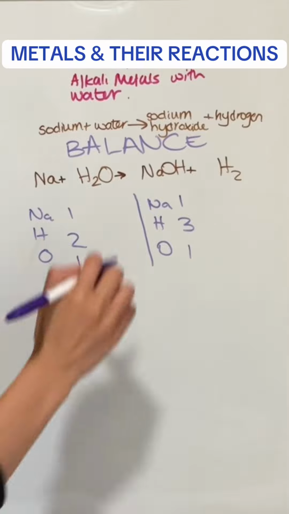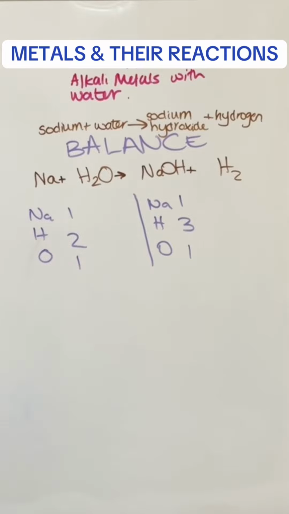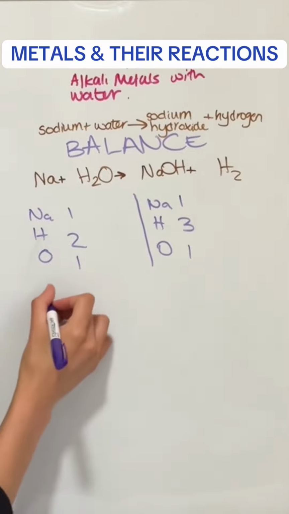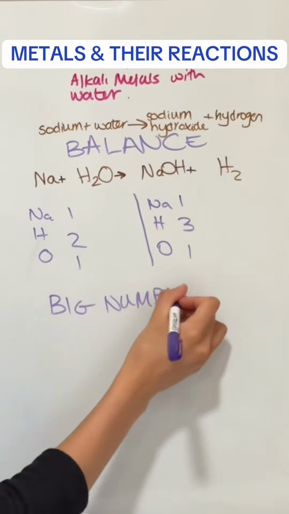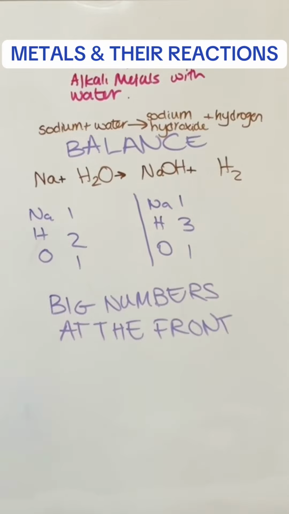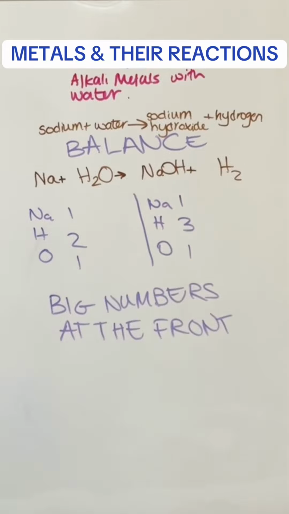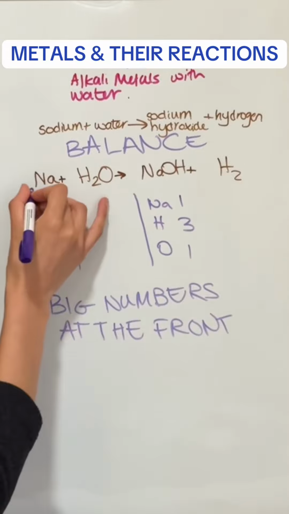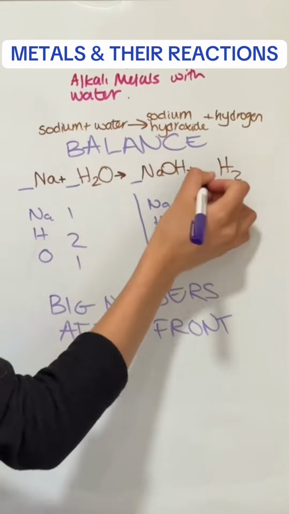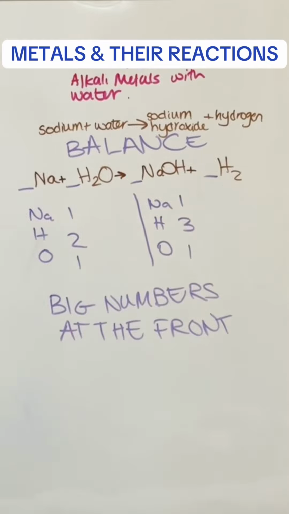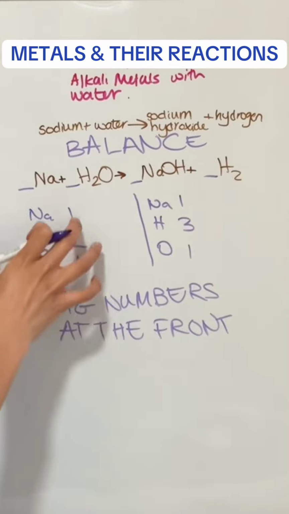Whenever we are balancing an equation, we must only ever write big numbers at the front. You can't change anything else. You can't add little numbers at the end because that will change your formula. So the only thing you can do to balance equations is add big numbers at the front, where I have drawn these blanks. Okay, so I need more hydrogens on this side.